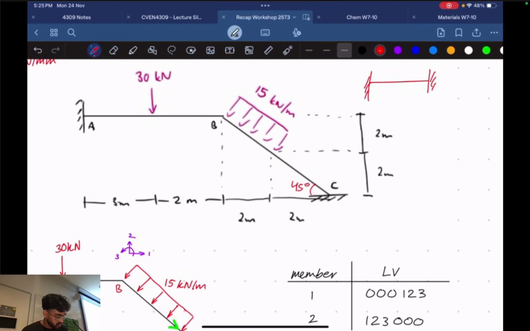Lambda y is going to be a negative here. This should be a negative, because it's going downwards. Alright, okay, so I've actually messed up my local stiffness matrix, so I'm going to fix it up live.